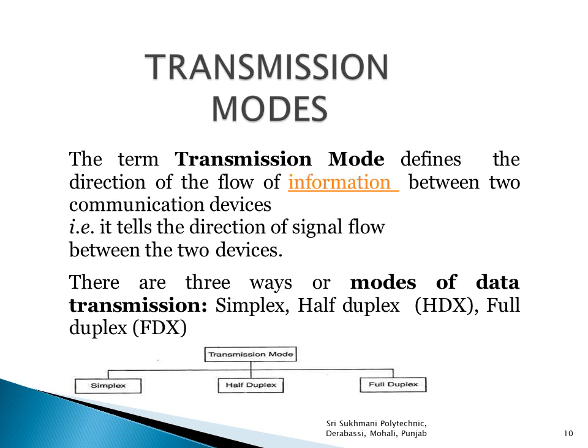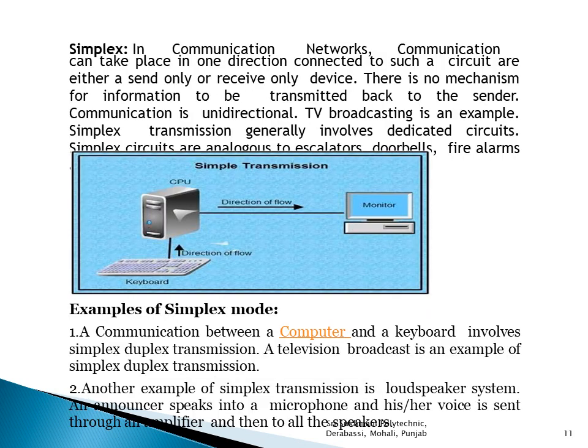So I think I have explained it in detail. The term transmission mode defines the direction of flow of information between communication devices. So there are three modes: simplex, half duplex, and full duplex. This is a simplex mode in which the CPU is transmitting and the monitor is just receiving the signal. The monitor cannot give information to the CPU.